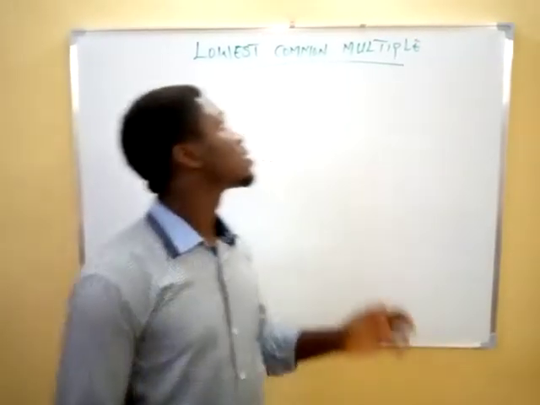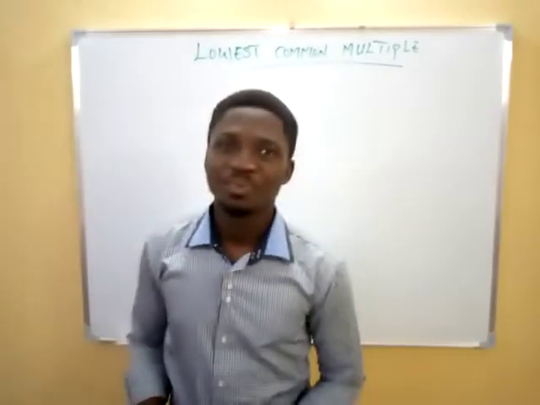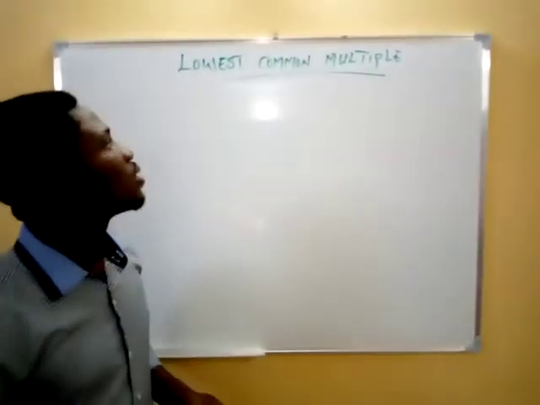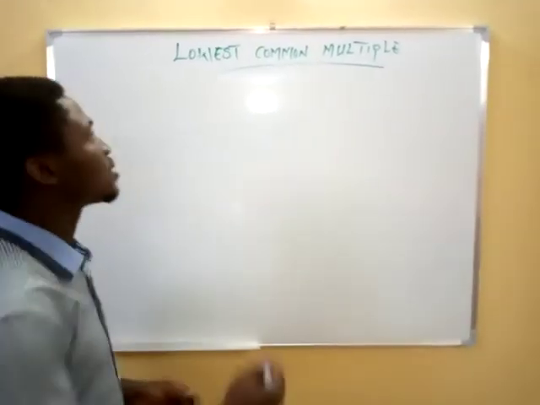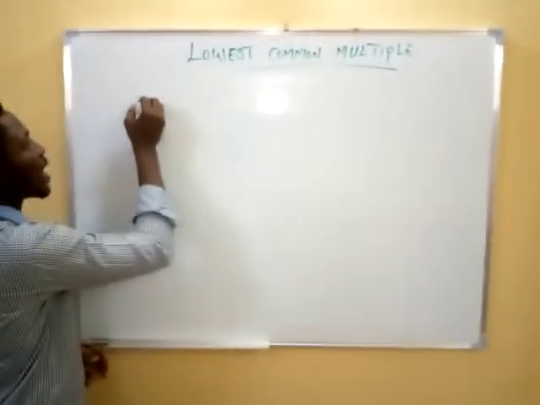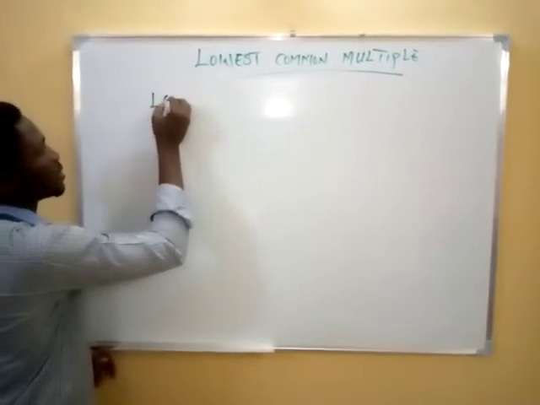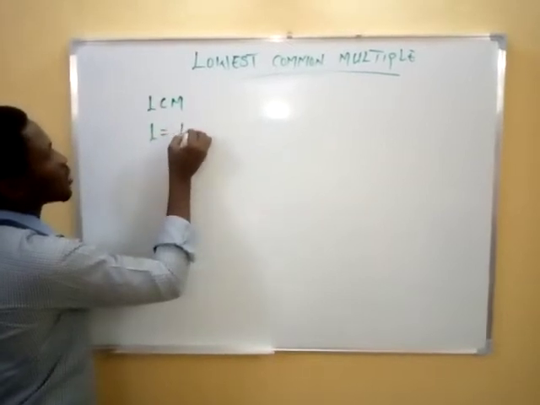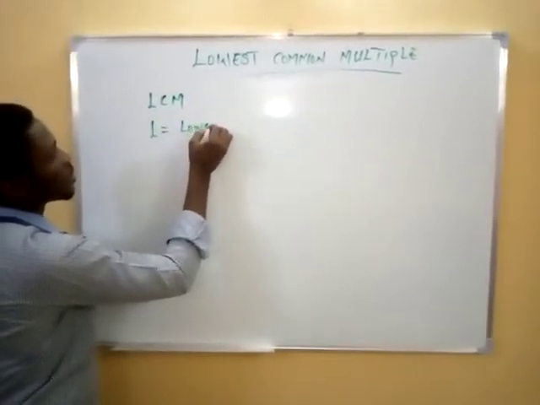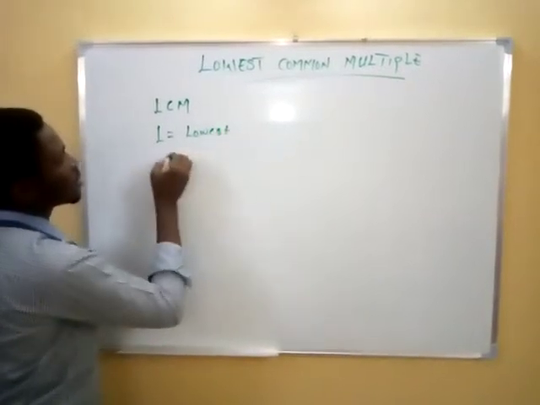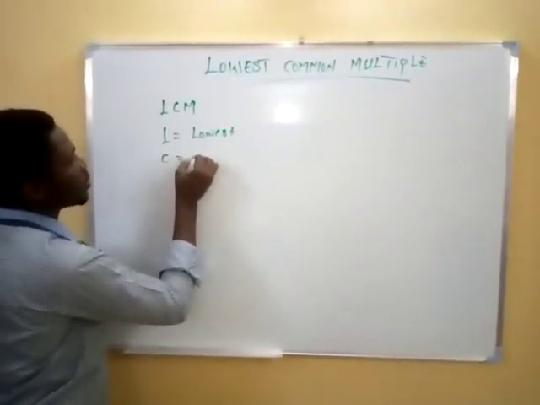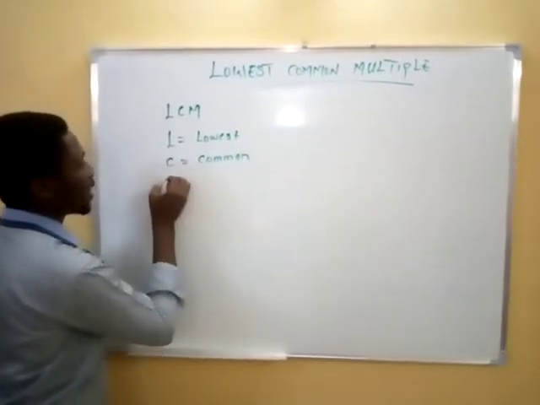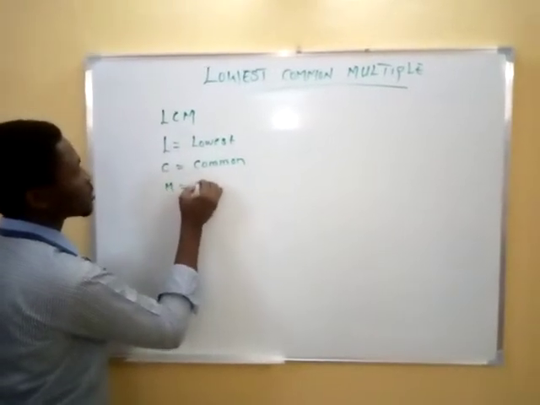Today we'll be talking about lowest common multiple. And as we all know, the statement lowest common multiple is often referred to as LCM. Okay? And L we know stands for what? Lowest. Okay? C stands for common and M stands for multiple.